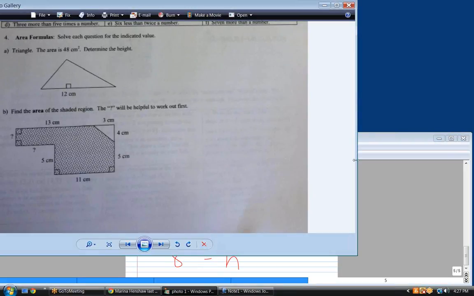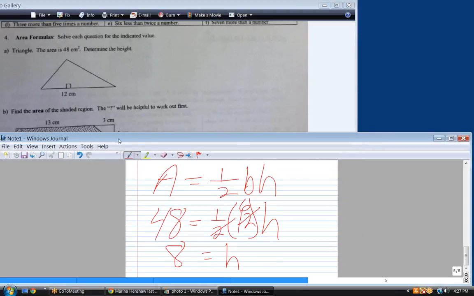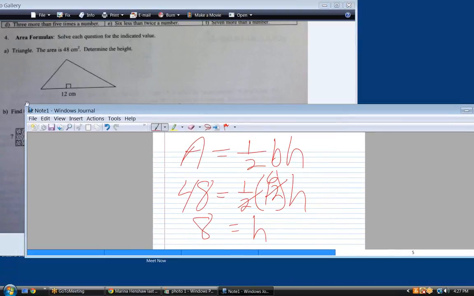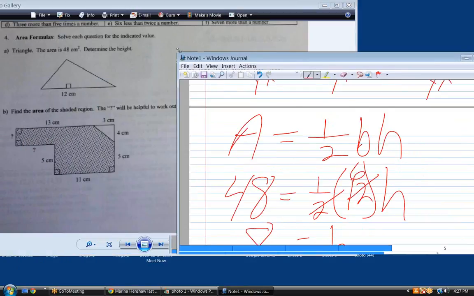Okay, shaded region problems. Let me reposition my whiteboard.